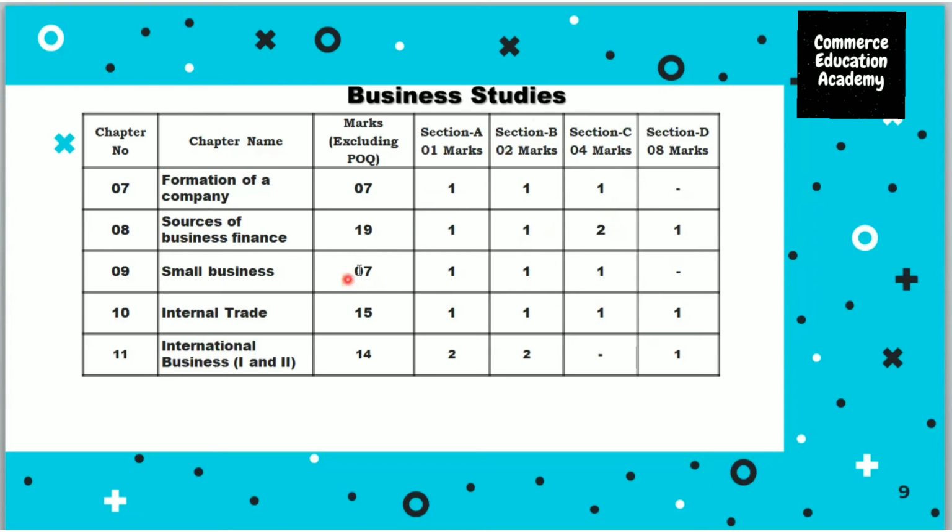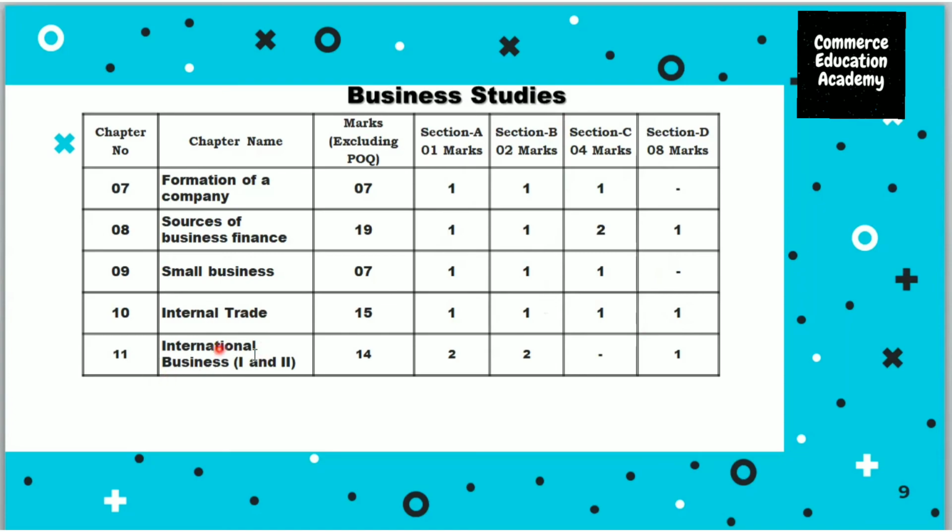Next chapter, this chapter carries 7 marks. So from section A, one question, from section B, one question, from section C, one question. There is no question from section D. Next chapter, this chapter carries 15 marks. So from all the sections, you have one question each. So the total weightage is 8 plus 4 plus 2 plus 1. So 15 marks is the weightage of this chapter.